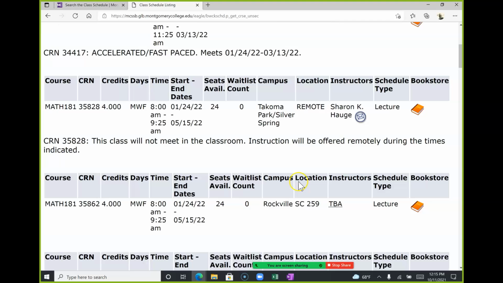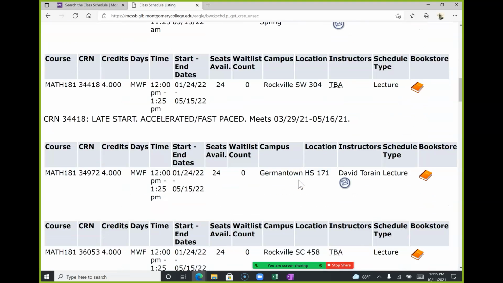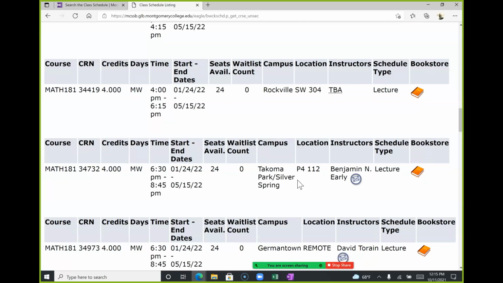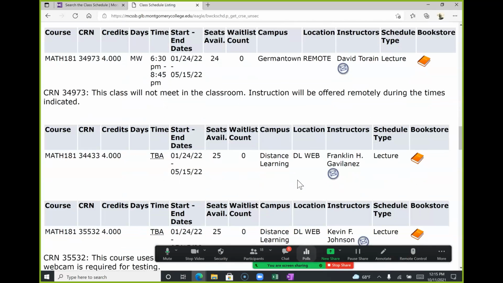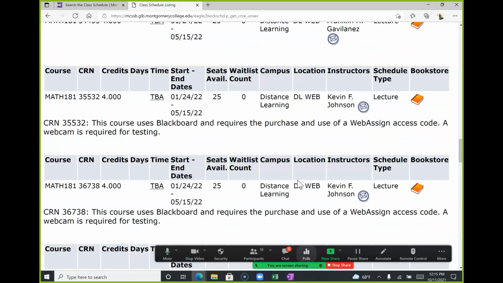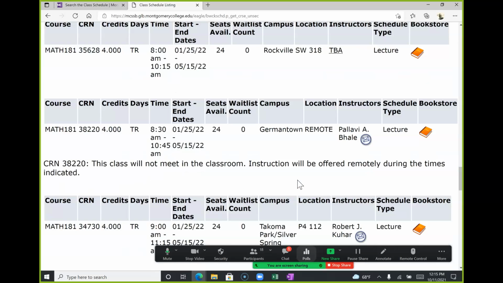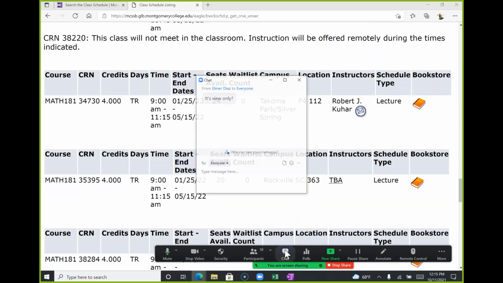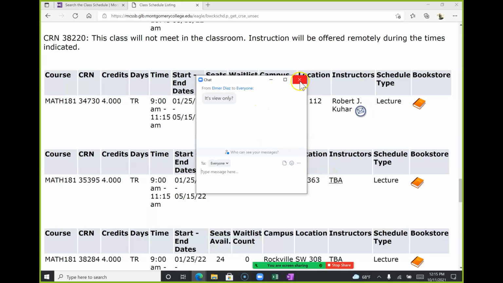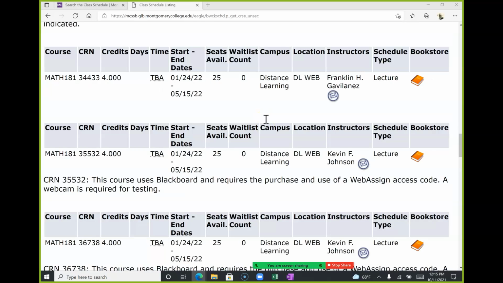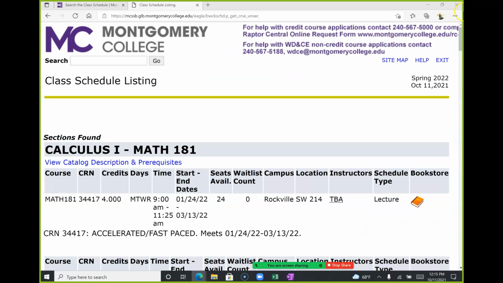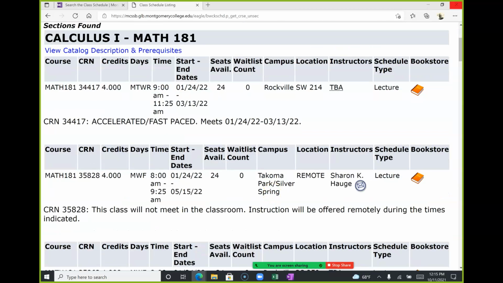Now, Rockville's teachers aren't in there yet. Takoma Park is. Germantown is. So depending on where you're taking the class, and distance learning is as well. So if you want to do the class online, maybe you don't want to go back to campus yet. Yes, it's view only right now. I think next Monday it's priority registration, and the following Monday is anyone can register. So if you have 30 credits or more, and please double check on that for me, I don't know that answer for sure. Double check that you can't register right now.